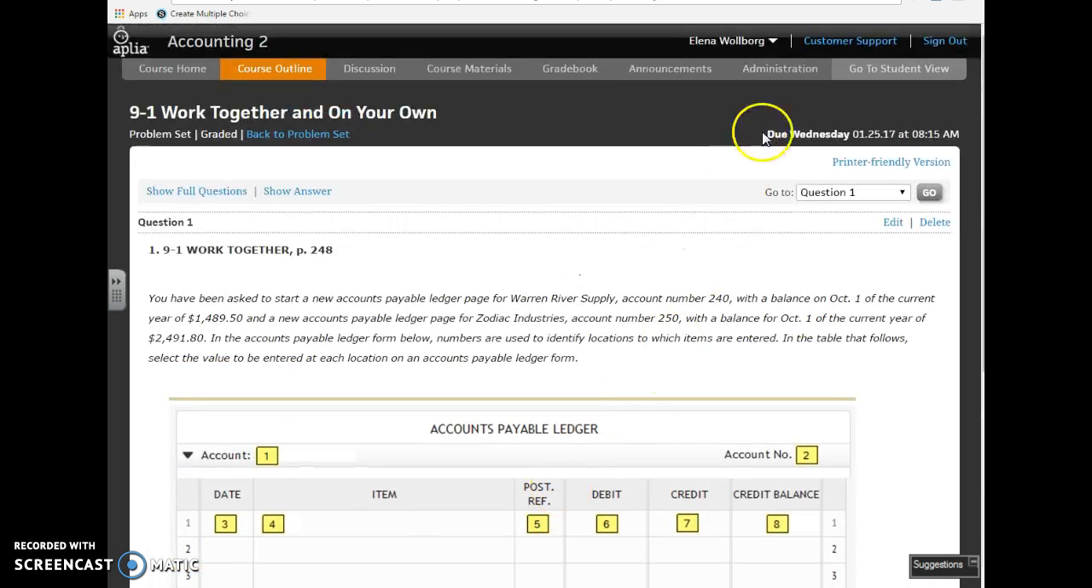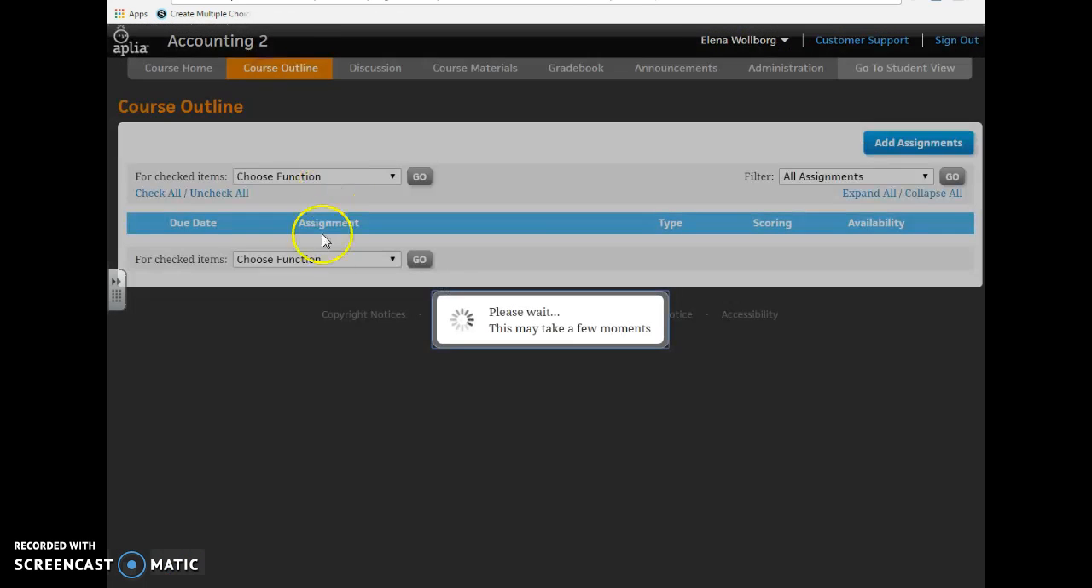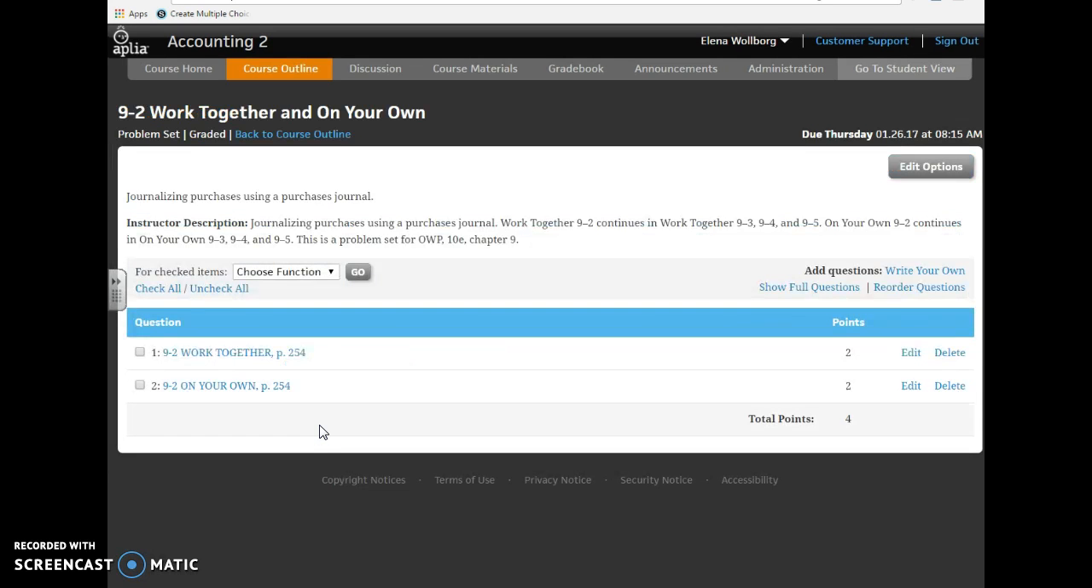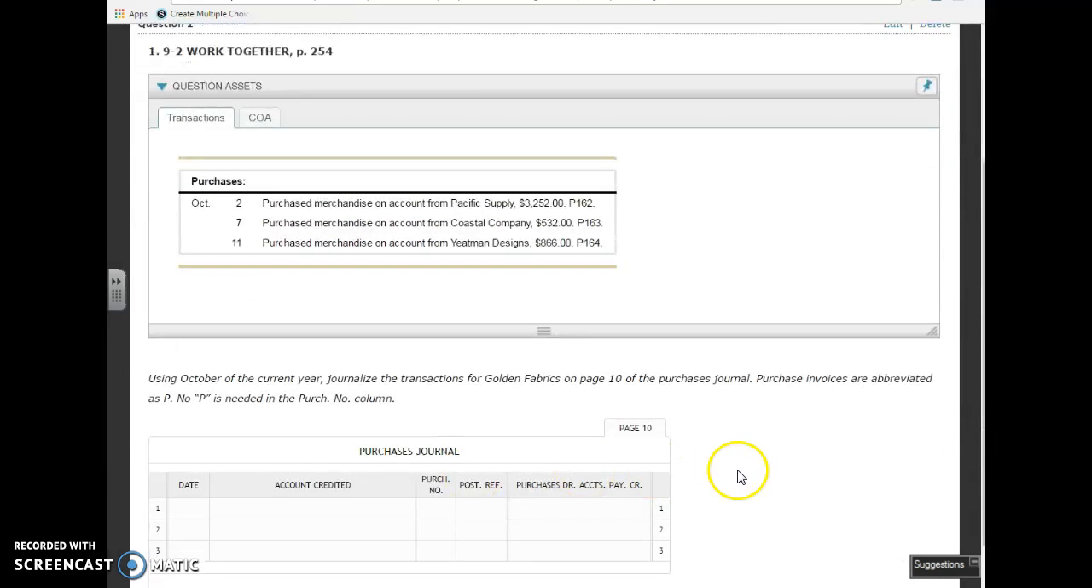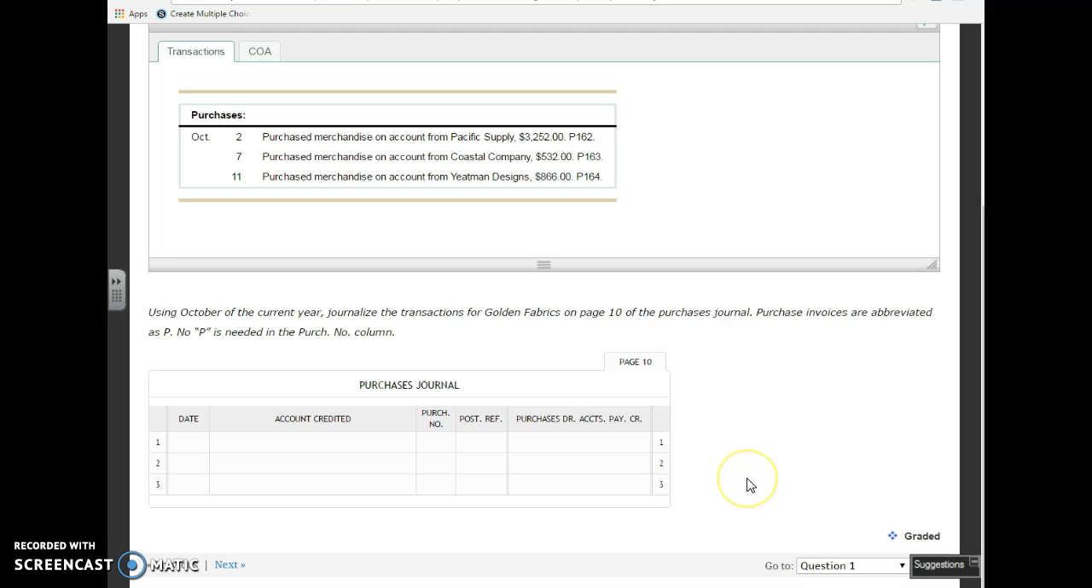So let's go ahead and go to 9-2 work together. On 9-2 work together, what we're doing here is we are recording information onto our purchases journal. We have 3 items that we're recording onto the purchases journal.